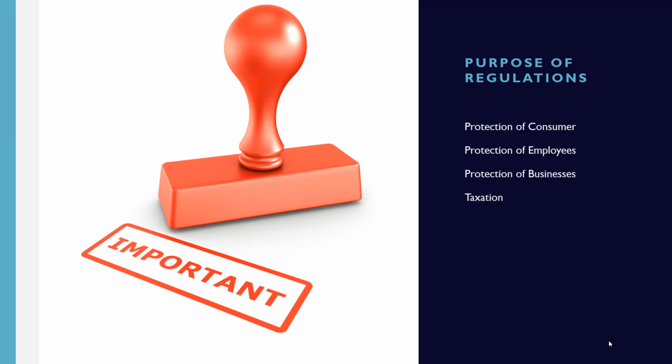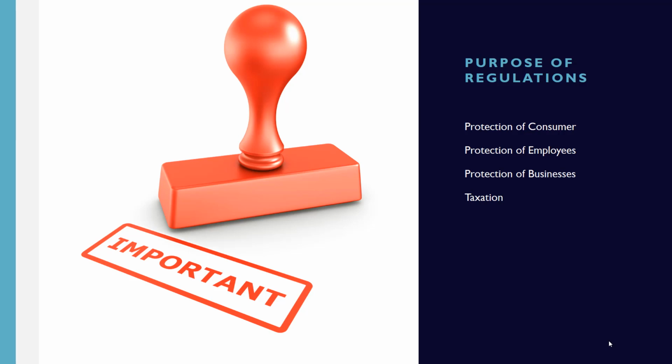What is the purpose of the regulations? The primary purpose of the regulations is protection. This is protection of your consumer to ensure that they are buying what they think they are buying and that the product will not injure them in any way.